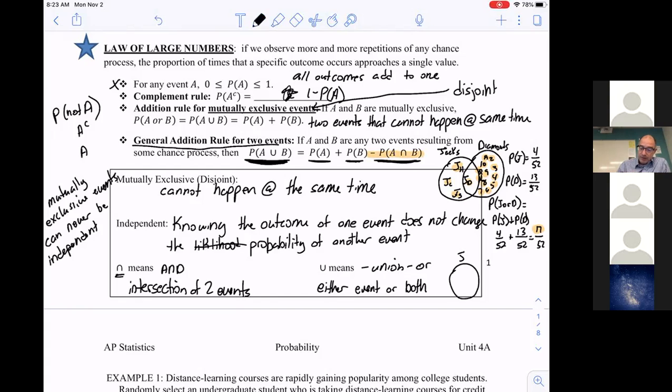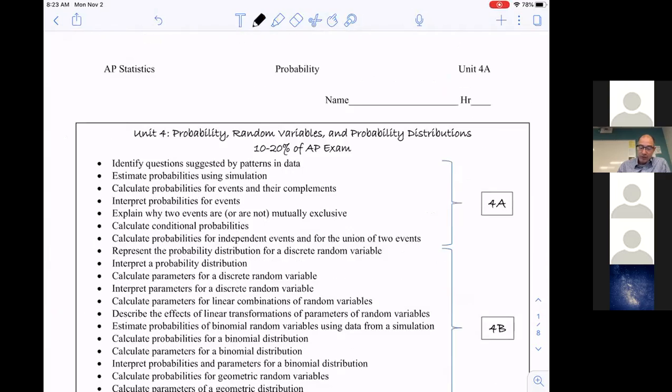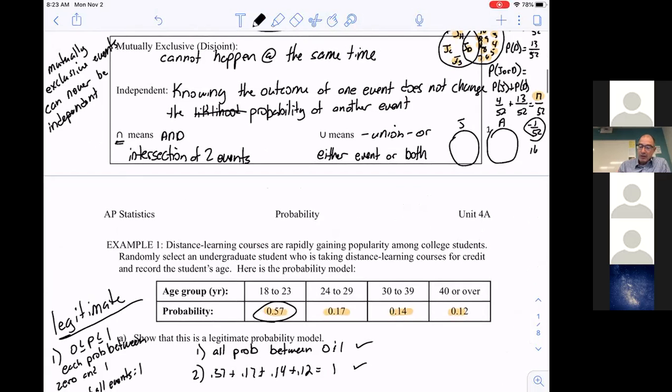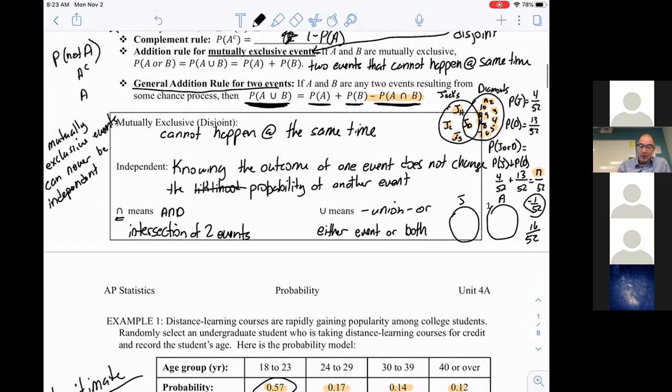Meaning if I had done this same exercise with jacks and aces, since there's no jack of ace, they are disjoint events, and I would not have had to worry about subtracting off that 1 out of 52. I never finished that example. In the previous one with jacks and diamonds, I have to subtract off that intersection, which is 1 out of 52. So that's where we get 16 out of 52. We don't have to worry about this if I have disjoint events.